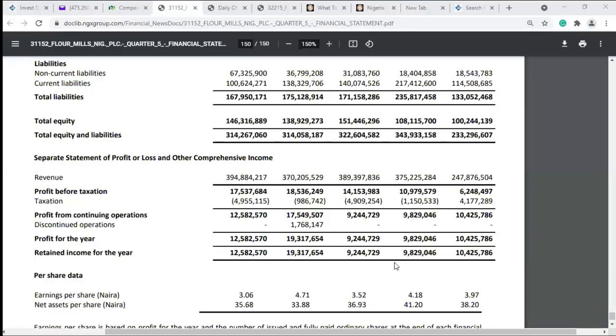Any update on Oando? Oando, we're still waiting on Oando. We're still waiting. No update for now, but just hold on. You'll get your update very soon.